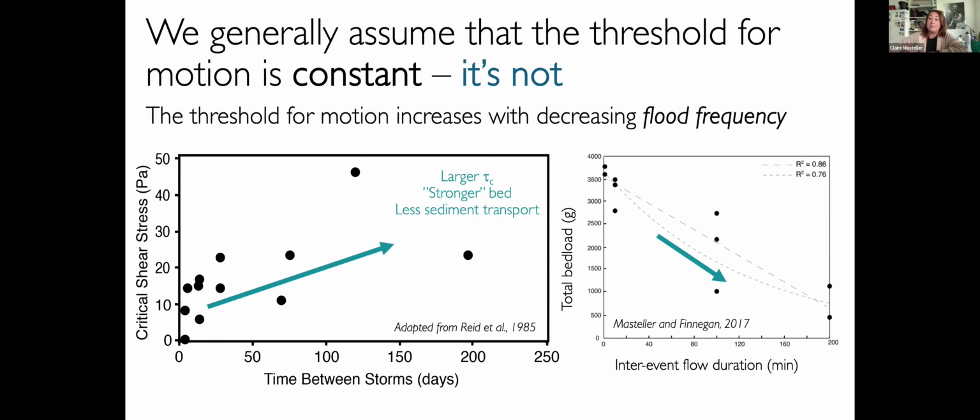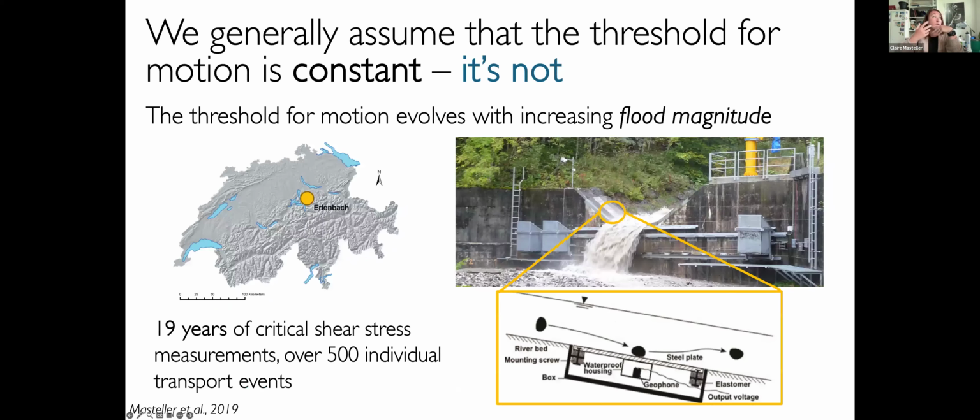And then I carried out some experiments as part of my thesis work, which demonstrated a similar effect, such that as we increased the time between floods, the total bed load moved during the subsequent flood decreased. Again, implying this increase in bed resistance, or in the threshold for motion. When we're thinking about flow history, we can also think about how the threshold for motion evolves with changing flood magnitude. And so we interrogated this idea using 19 years of critical shear stress measurements from the Erlenbach, which is a mountain stream in Switzerland.